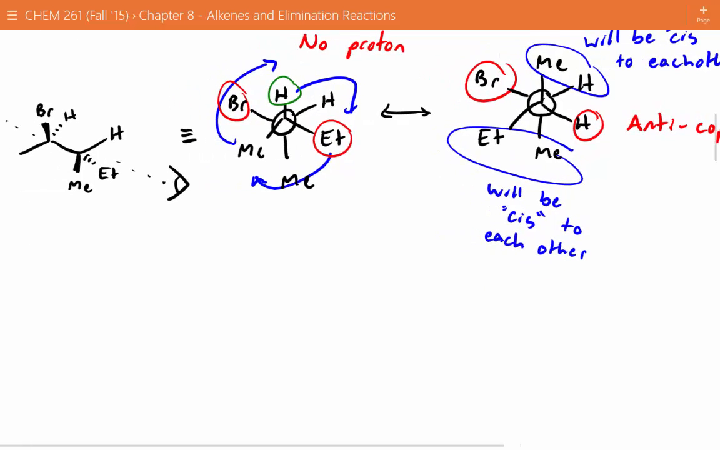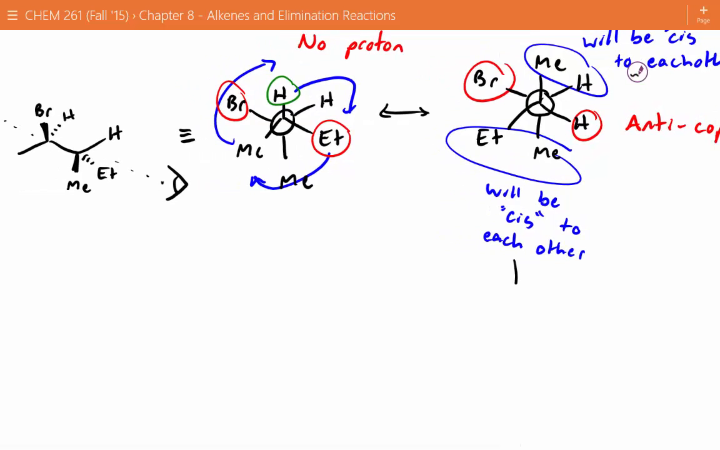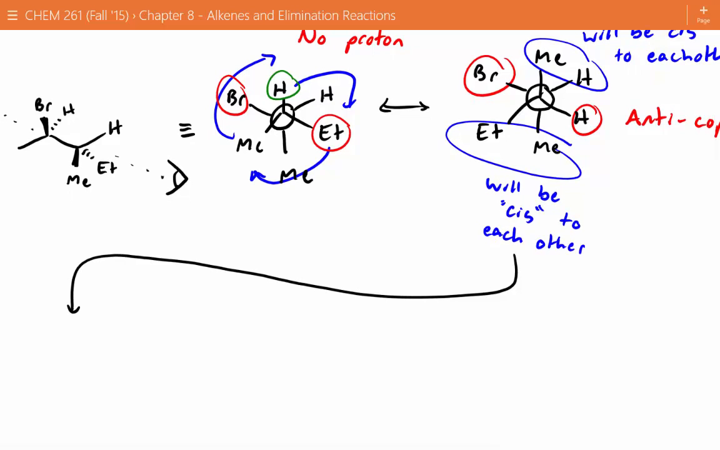So let's finish this reaction, and I'm going to redraw this as a two-dimensional structure. We didn't change the back carbon, we changed the front carbon. So if we rotate it, we've now got a methyl group sticking straight up. We've got a hydrogen going back. And we've got an ethyl group here.